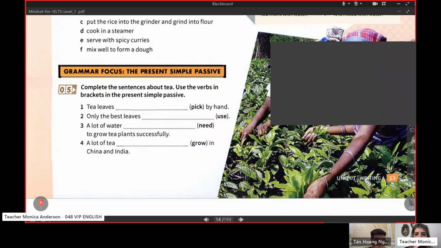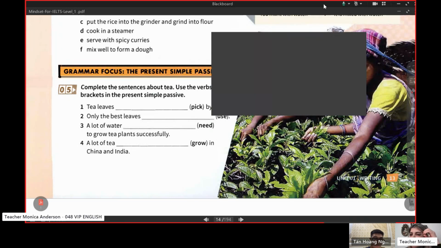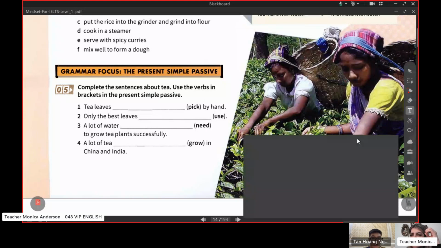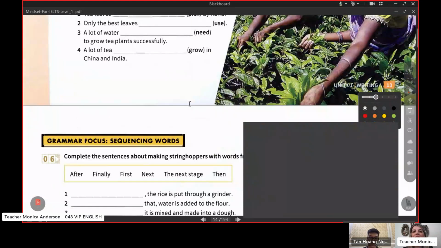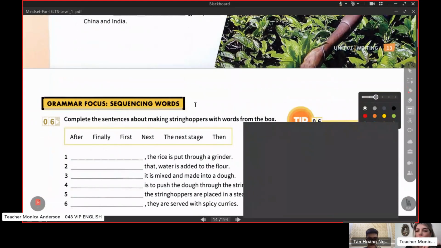Yeah. A lot of tea is grown in China and India. Yes. Okay, would you tell me the past participle of grow, please? Because I couldn't hear clearly. It's grown. Yeah, yeah. Okay. Excellent. Yeah, of course. Very good. Well, okay, now let's take a look at this word.